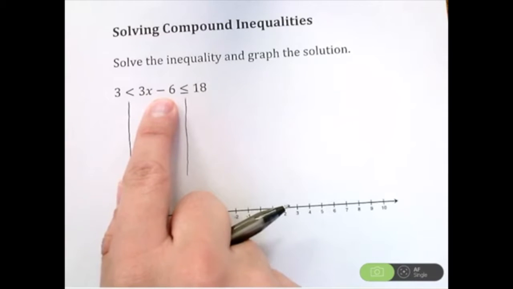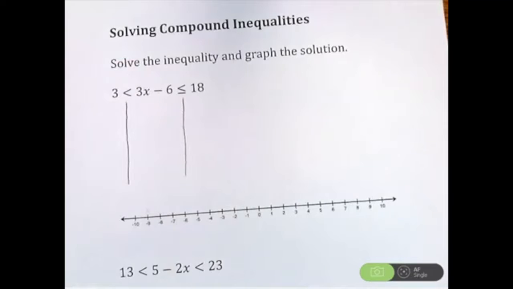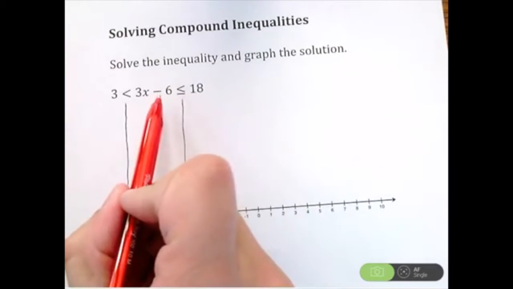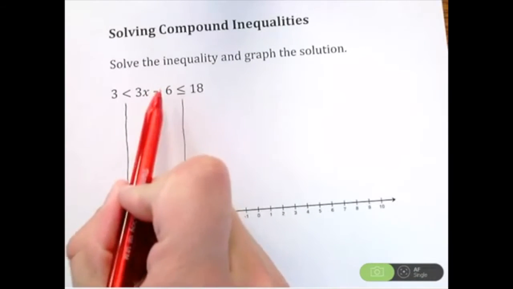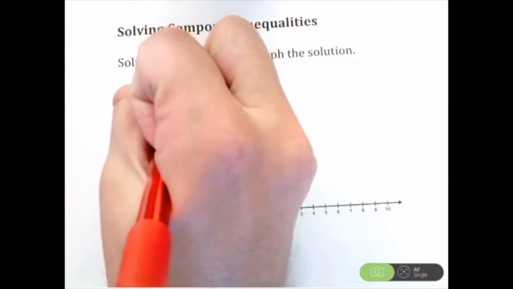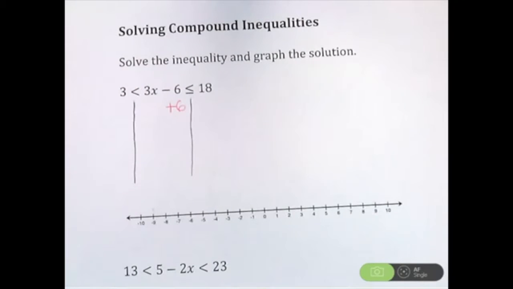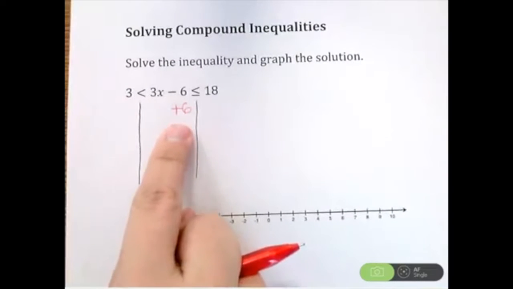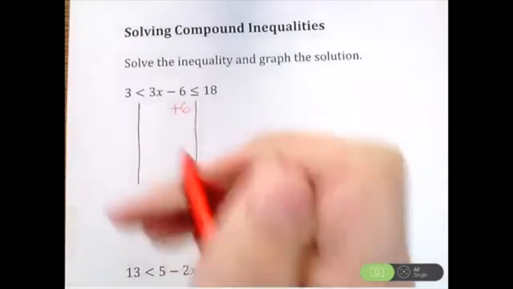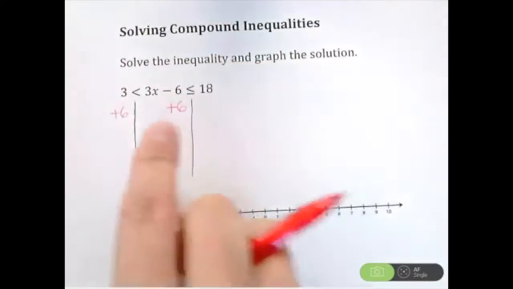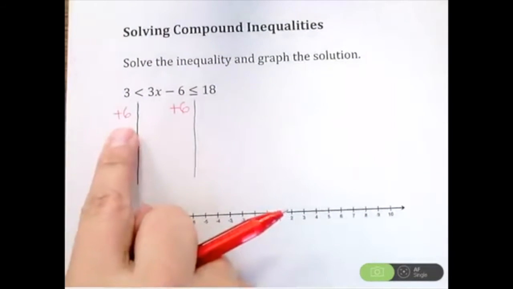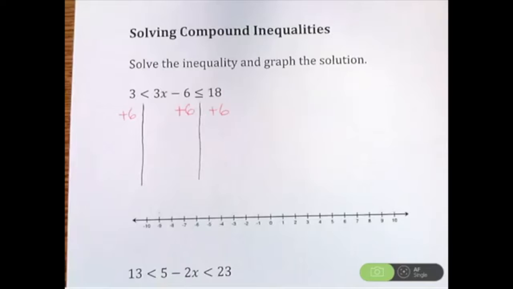As with any other solving problem, in order to get x by itself, you're going to work the order of operations backwards. So I want to get rid of addition subtraction first, which means I got to get rid of a minus 6. So what I'm going to do is I'm going to do plus 6 here. But here's the deal. In previous problems, we would do it on one side, you do it on the other. But with compound inequality problems, specifically this one, there's actually 3 sides to this problem, which is fine. You just do plus 6 in all 3 sides.